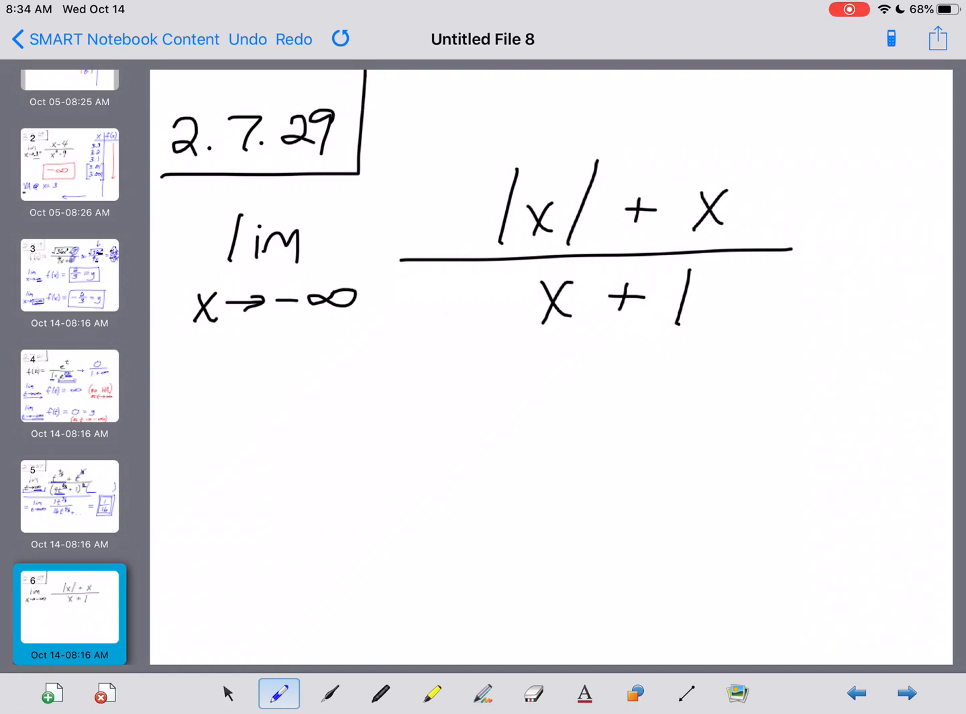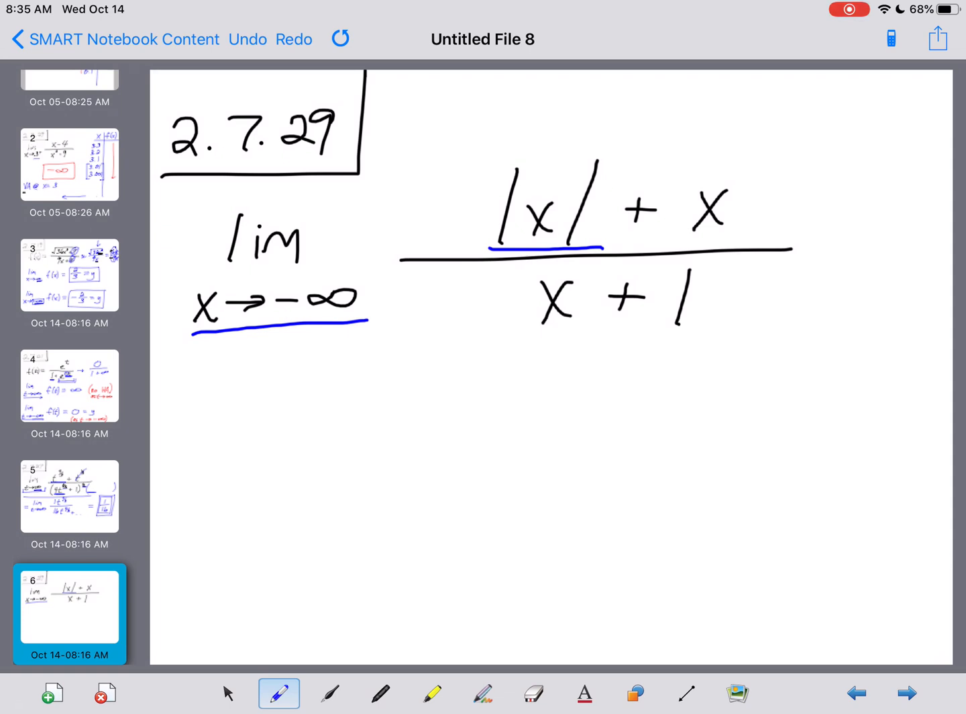And problem number 29. This is another one that requires some fuzzy math and some creative thinking right here, but it also requires us to have an understanding of what the absolute value of x actually means. Now, we are taking a limit here as x is approaching negative infinity. That's important because the only x values we are considering here are negative x values.